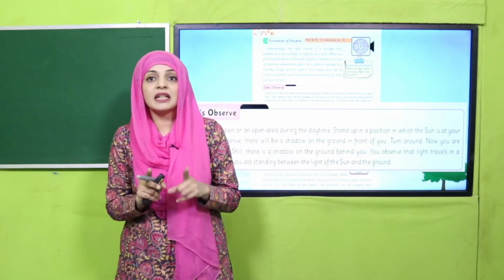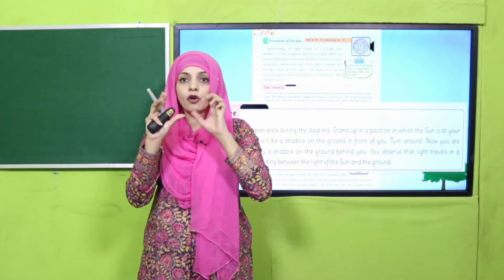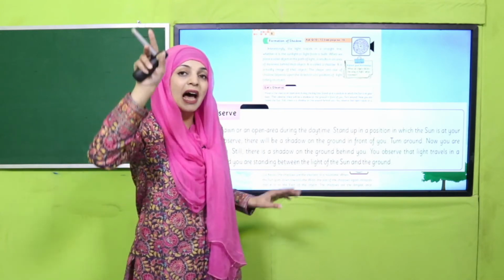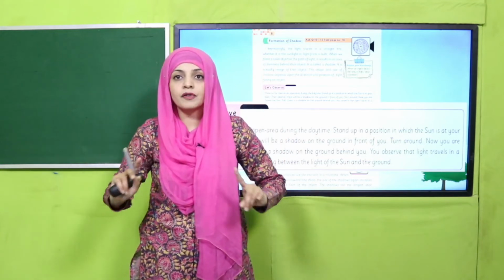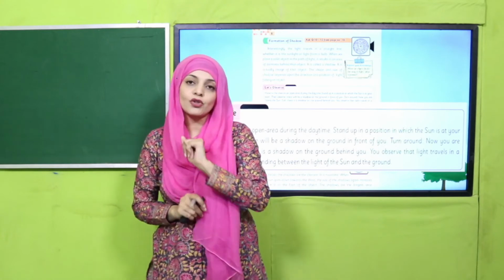So this means light is traveling in a straight line and you are blocking it from reaching the ground. You are stopping it from reaching the ground. So that's why there is an area of darkness. That is called the shadow. Quickly move towards the ground and make your shadows.